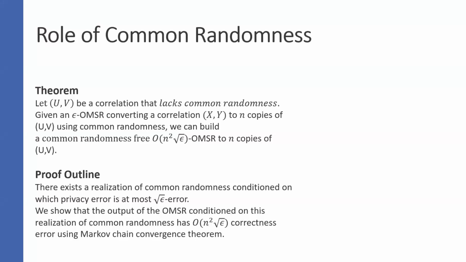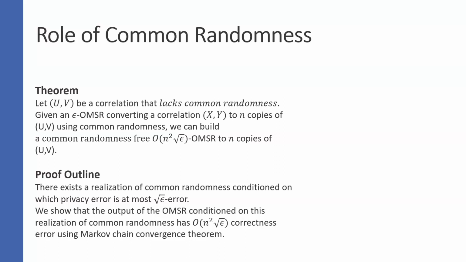And we also show that common randomness does not help with ORSR. So basically, we take an ORSR with error epsilon and show that there exists a realization. So it's an ORSR with common randomness, and we want to convert it into another ORSR without this common randomness. We first show that there is a realization of the common randomness such that, conditioned upon it, the privacy error will still be comparable, so square root of epsilon.